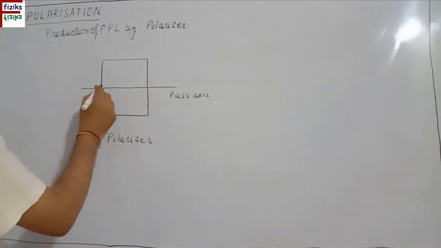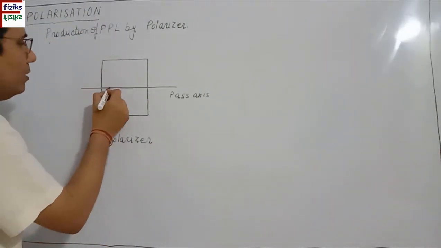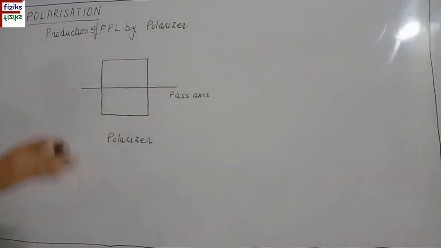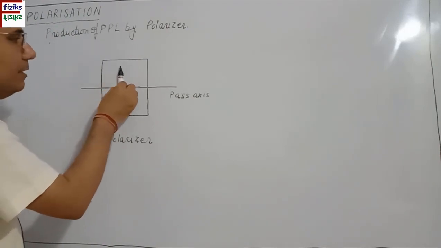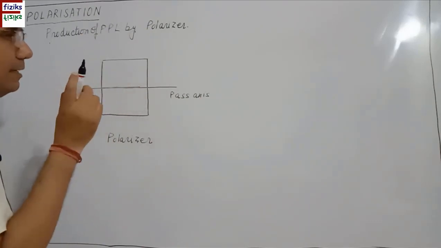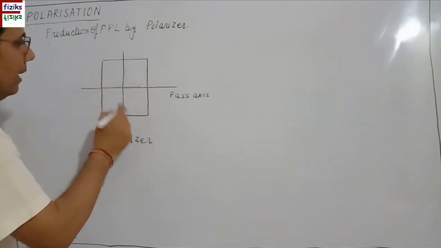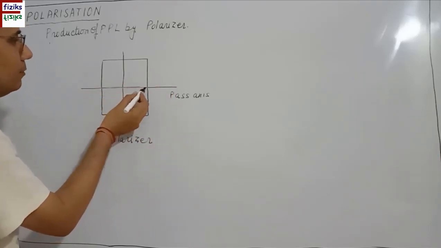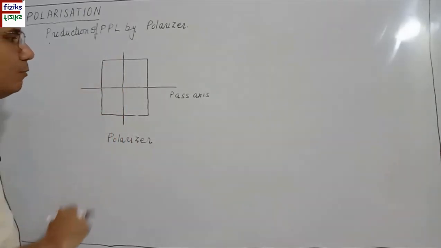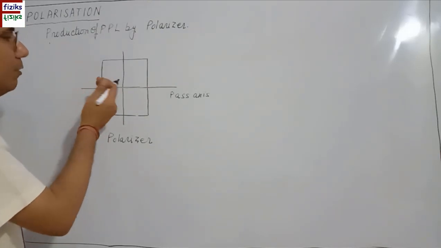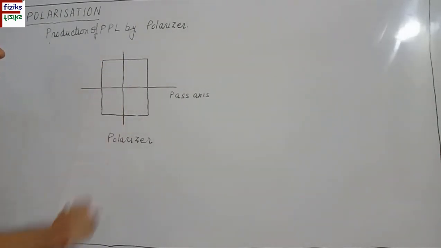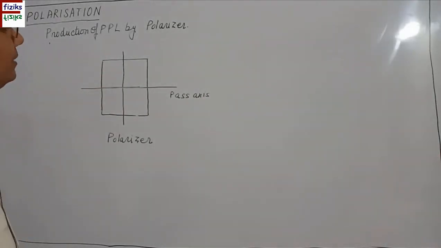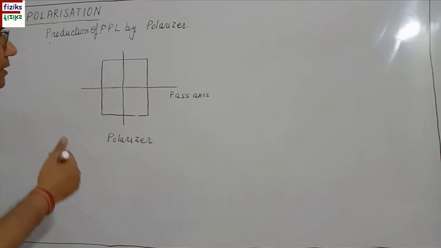And this is the pass axis. When light is incident on this, all the electric vectors which are parallel to this pass axis will pass through, and any electric vector which is perpendicular to this will be either absorbed by the polarizer or reflected back. So if unpolarized light is incident on this, only the electric components parallel to the pass axis will pass, and the components along the perpendicular line will be reflected back or absorbed. So whatever light we find on the second side will be plane polarized light.